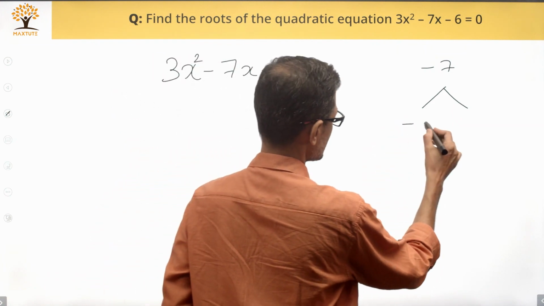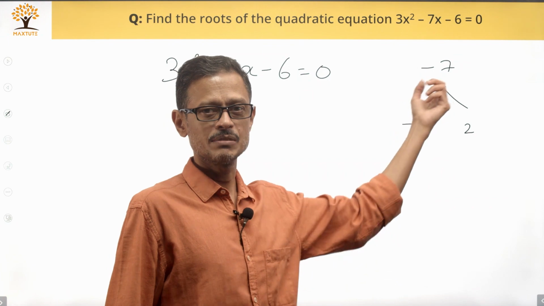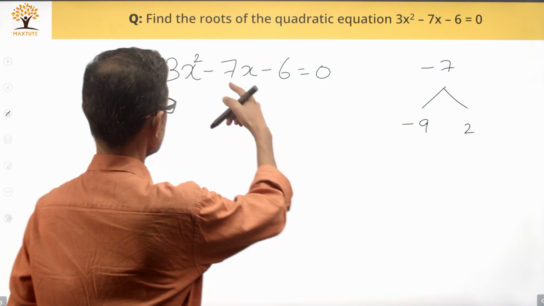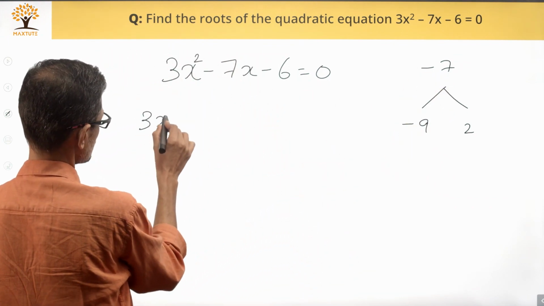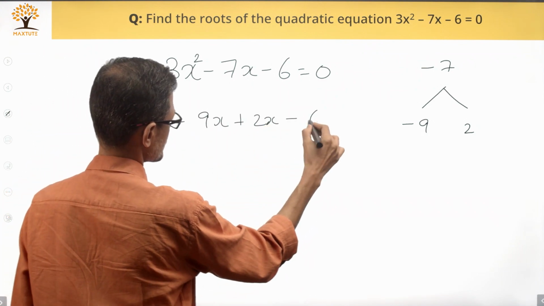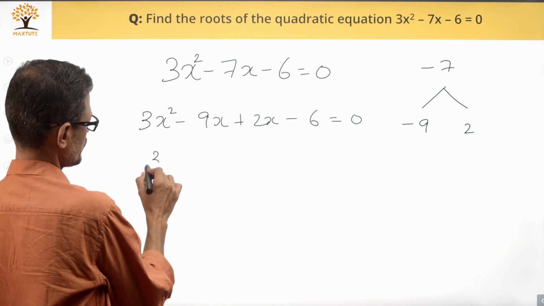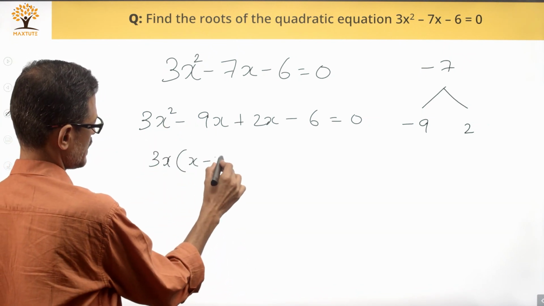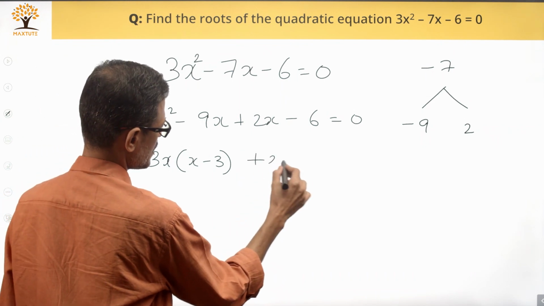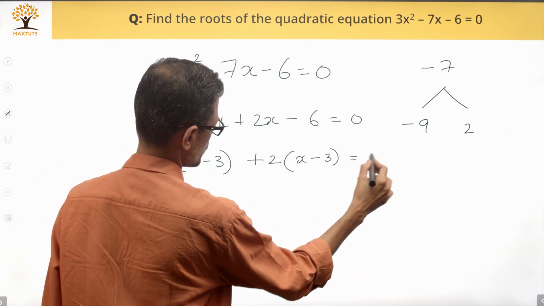So, writing it as a minus 9 and a plus 2 will achieve that for us. Product is minus 18, sum is equal to minus 7. So, let's basically rewrite this equation as 3x square minus 9x plus 2x minus 6 is equal to 0. 3x common from the first and the second parts of this equation, 3x times x minus 3. Take a 2 common from the third and the fourth terms of this equation on the left hand side, which is x minus 3 is equal to 0.